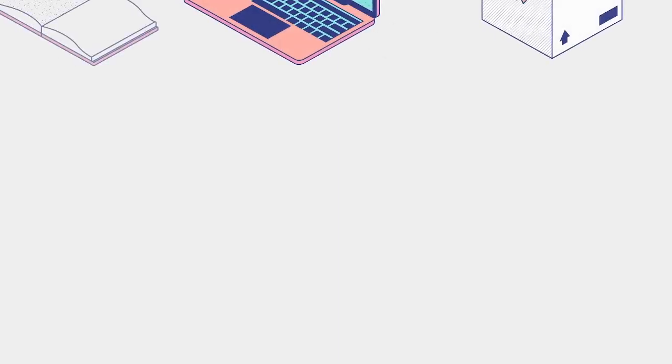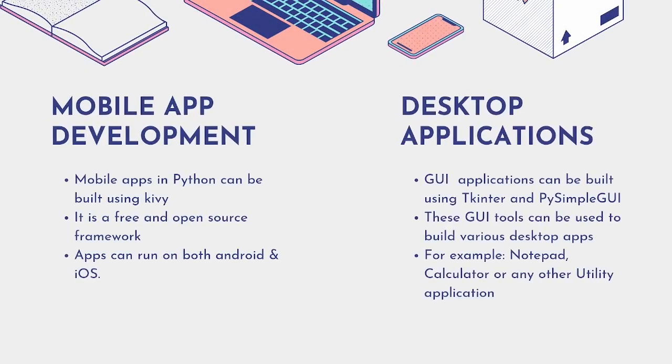Next, let's deep dive into mobile and desktop applications. Mobile apps in Python can be built using Kivy framework. It is a free and open source framework in which the apps built can run both on Android and iOS devices. As far as desktop applications are concerned, graphical user interface apps can be built using Tkinter and PySimpleGUI. These GUI tools can be used to build various desktop applications, for example, Notepad, Calculator, or any other utility application for that matter.